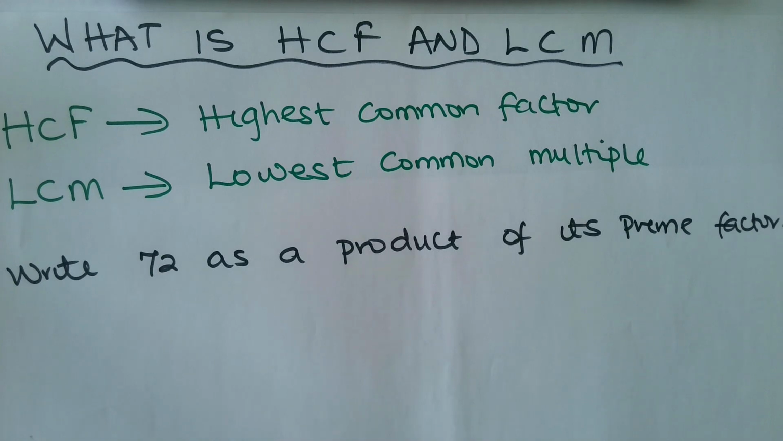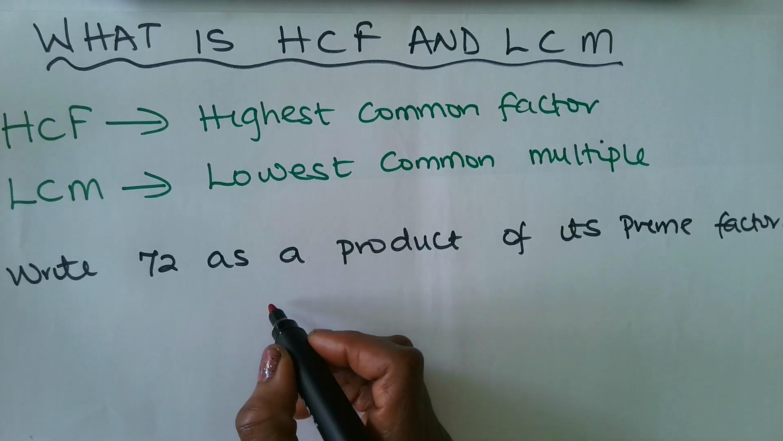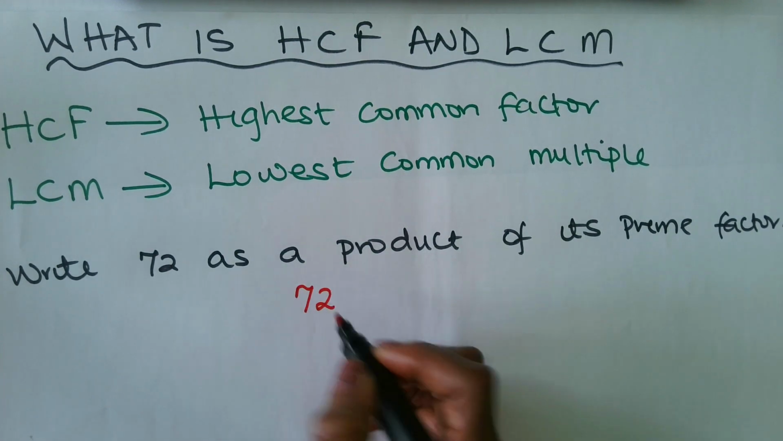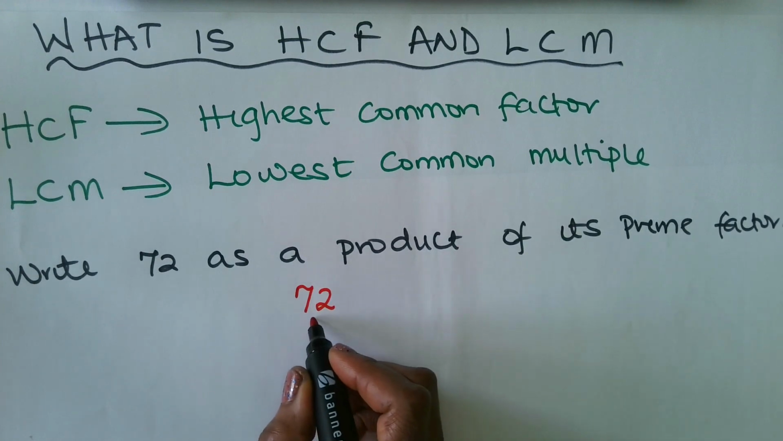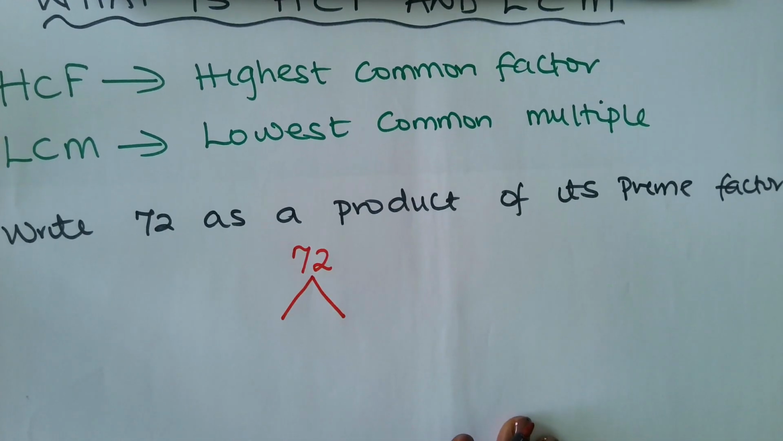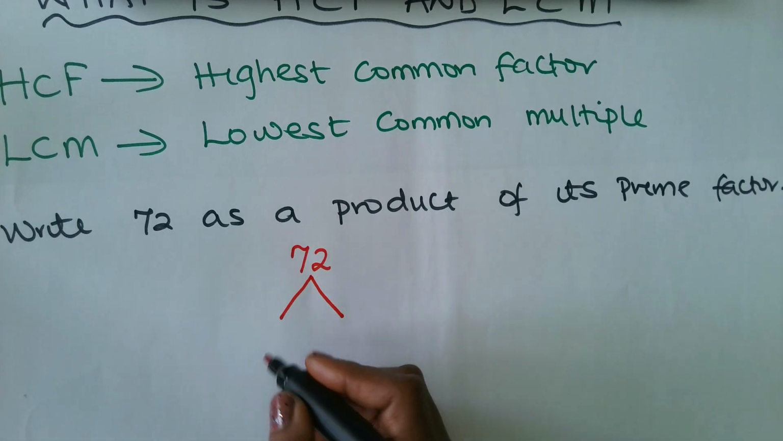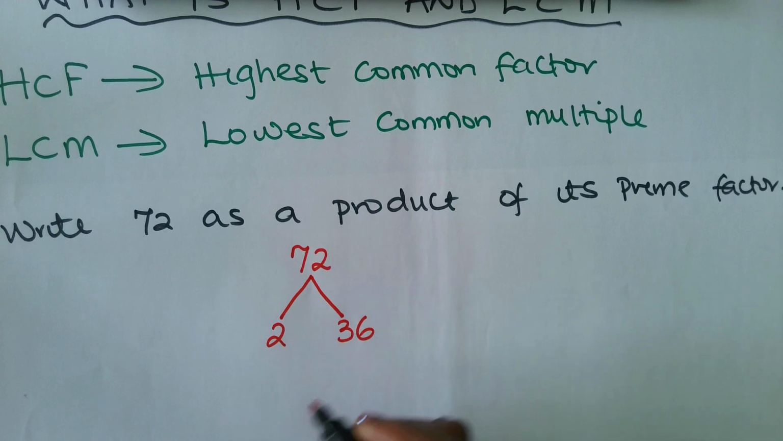Okay, for example, if you see in the exam, write 72 as a product of its prime factors, what they're asking you to do is to use the tree. Okay, so we've got 72. We're using the factor tree. So we're going to find two numbers that when we multiply will give us 72. I like to start with 2 because 2 will make it easier for me to go along. So we've got 2 and then we've got 36.